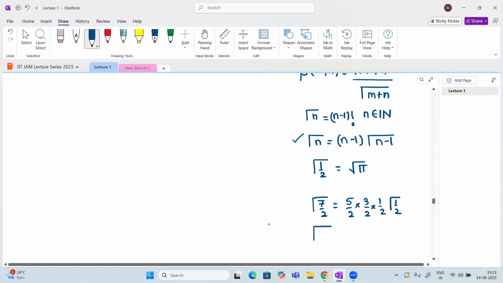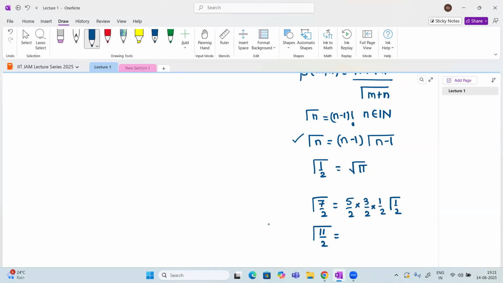Similarly, when you have gamma 11 by 2, how do you find its value? 9 by 2, 7 by 2, 5 by 2, 3 by 2, 1 by 2, into gamma 1 by 2. Gamma 1 by 2 is root pi and the remaining constants you can easily calculate.